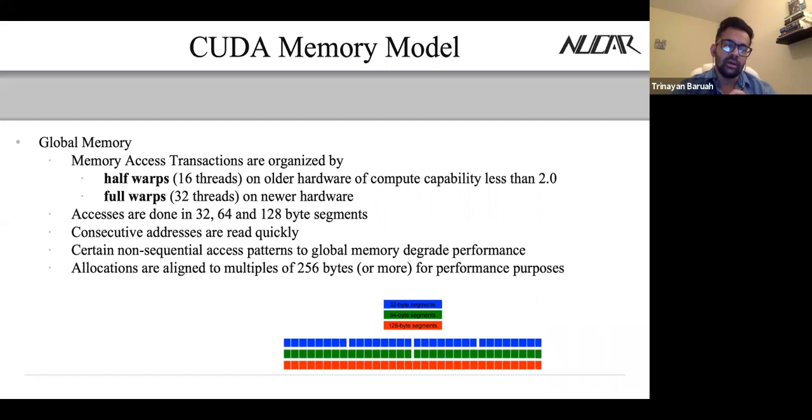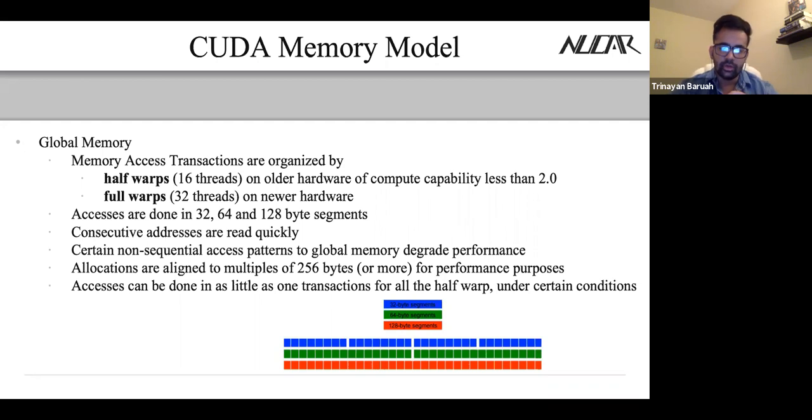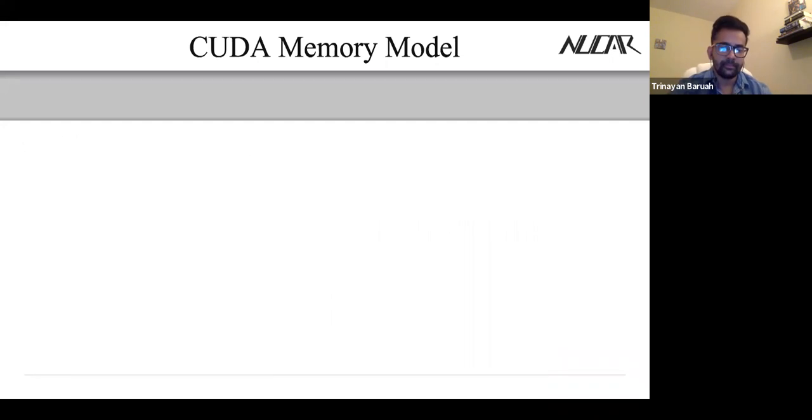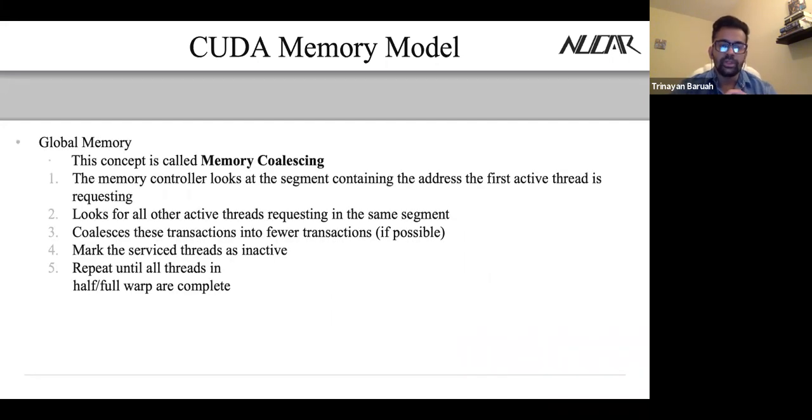And when the device driver or the hardware allocates memory, the memory allocations are aligned to 256 bytes, and that's for performance purposes. So for a half warp, accesses can be done in as little as one transaction under certain conditions. This entire concept of how the hardware accesses memory is based around memory coalescing.